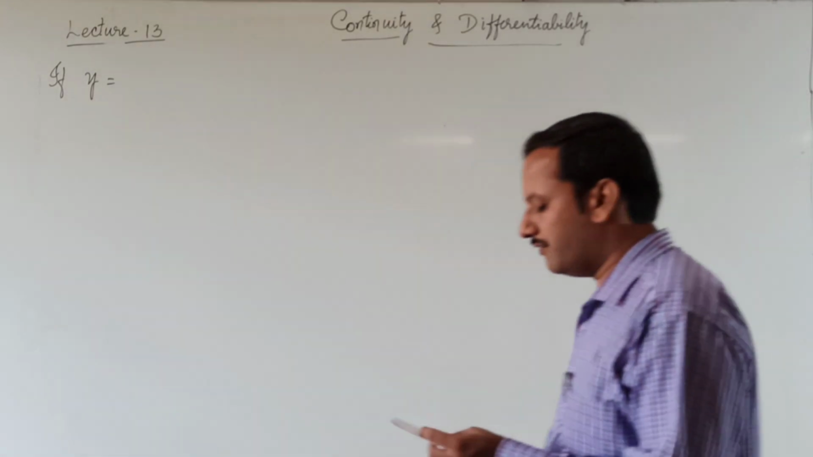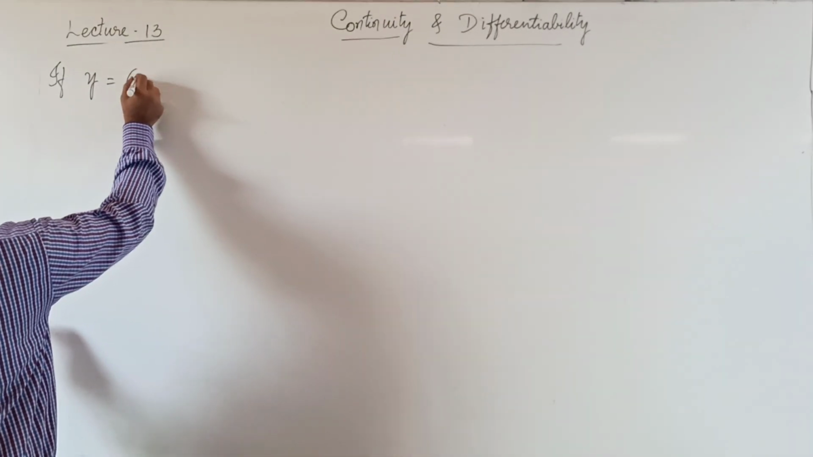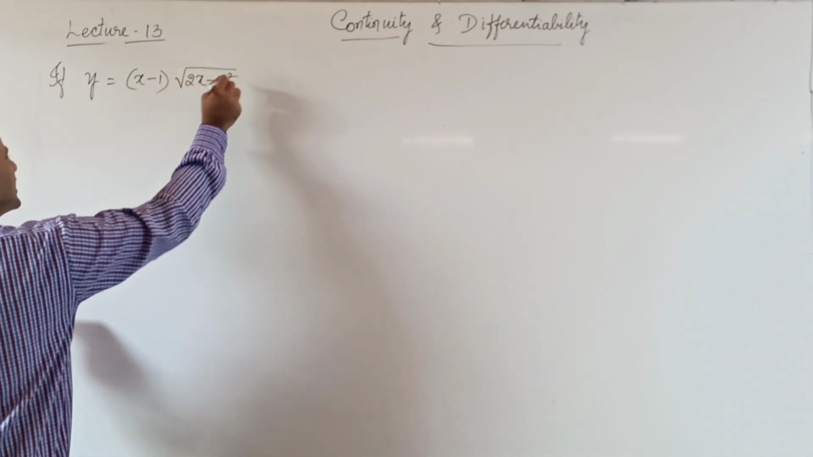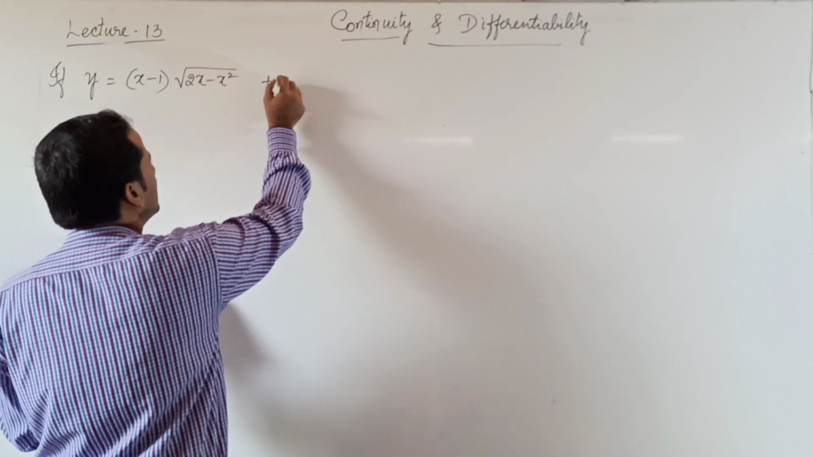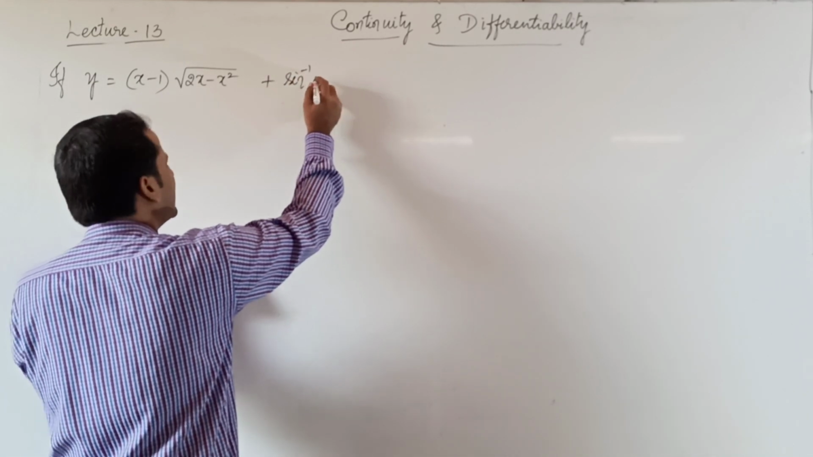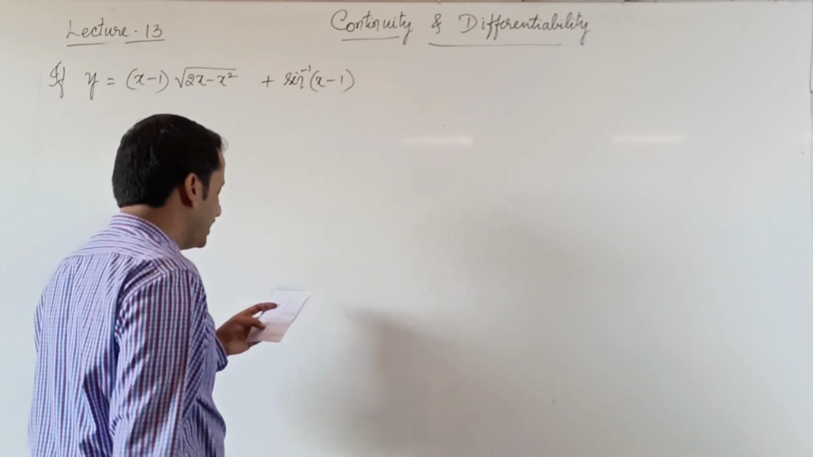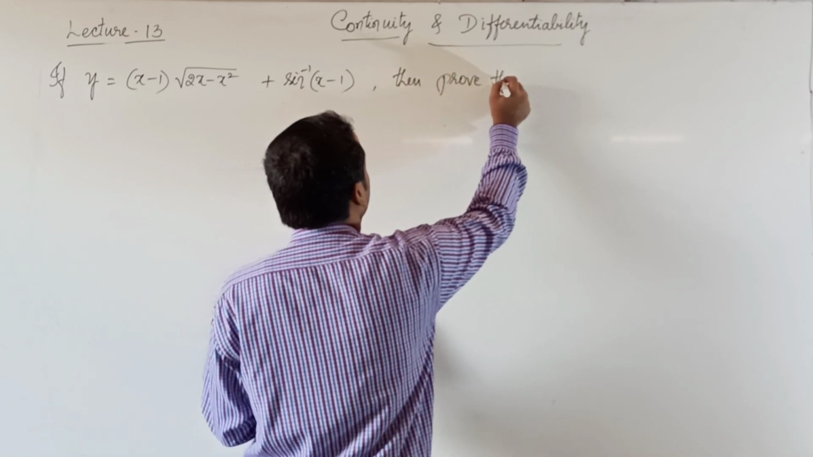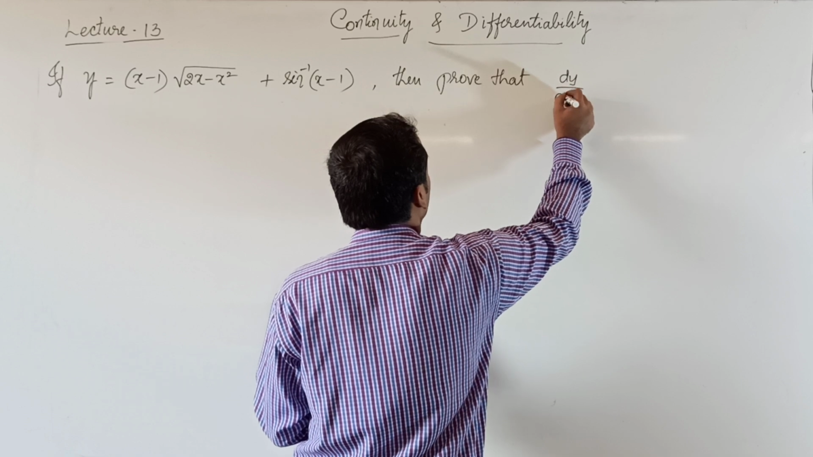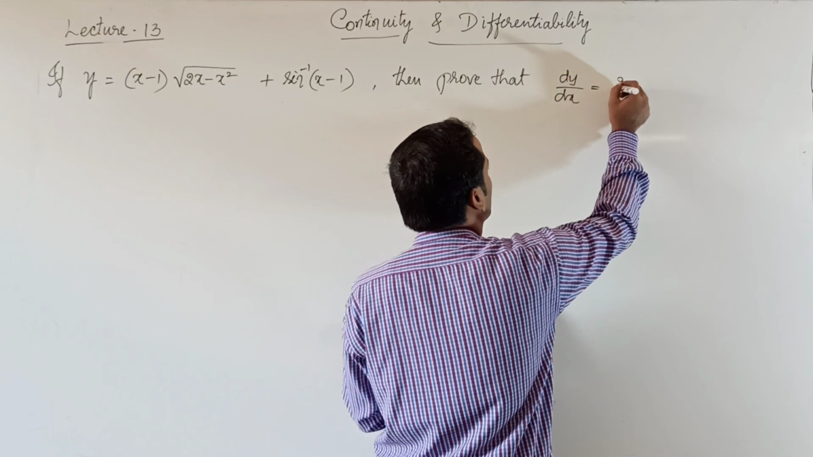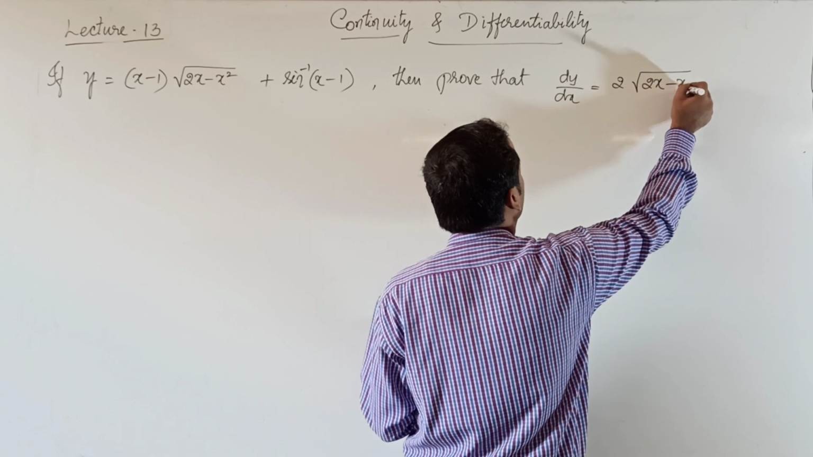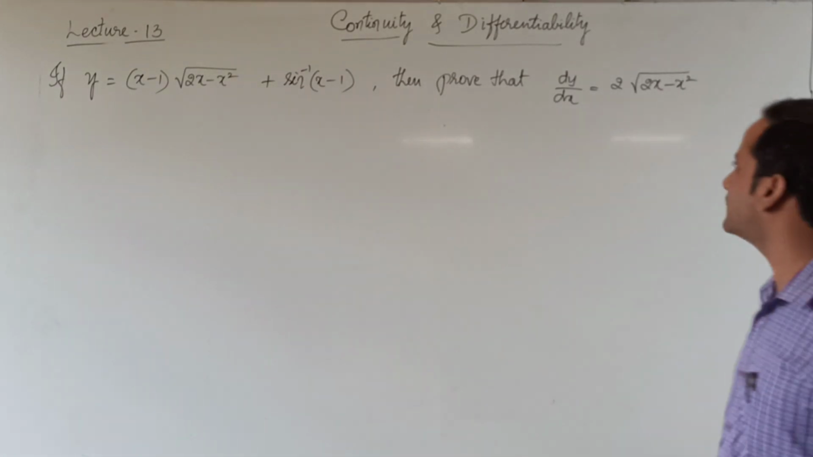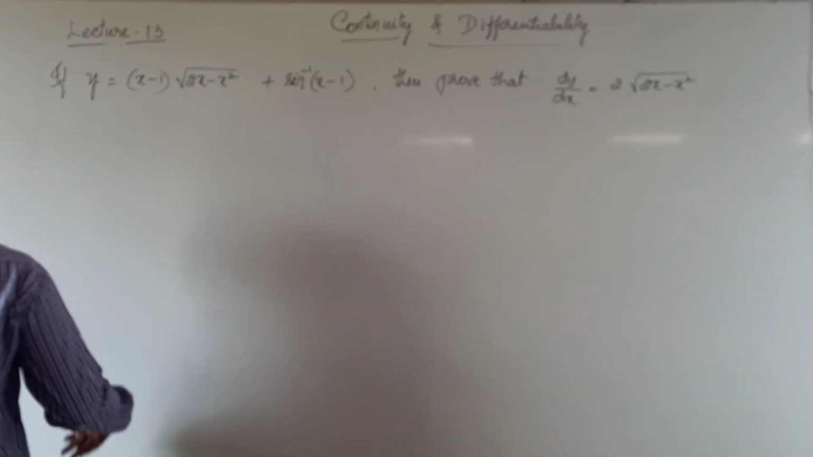Next question is, if y is equal to x minus 1 into root of 2x minus x square plus sin inverse of x minus 1, then prove that dy by dx is equal to 2 into root of 2x minus x square. Okay. So y is equal to this.